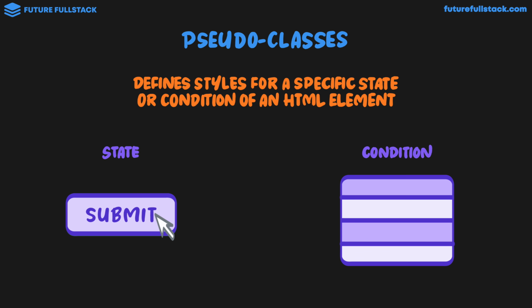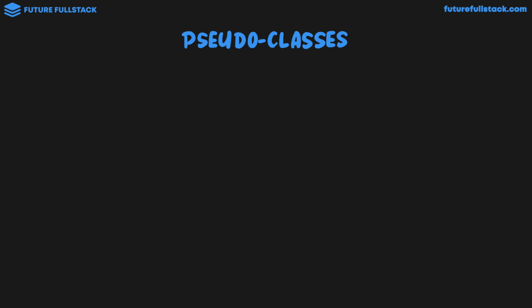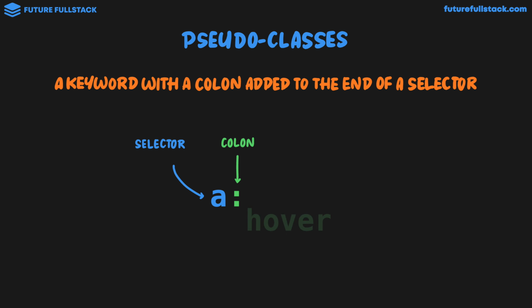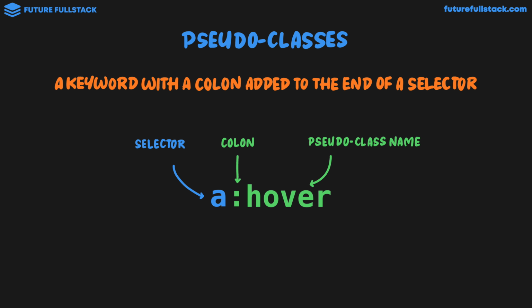So let's now have a look at how we write pseudo-classes in CSS. A pseudo-class is a keyword with a colon added to the end of a selector. Let's have a look at an example of an anchor tag. We're using the type selector here to select all anchor tags. We then add a colon and add the specific pseudo-class name, in this case hover. This combination of colon and pseudo-class name gives us a pseudo-class.